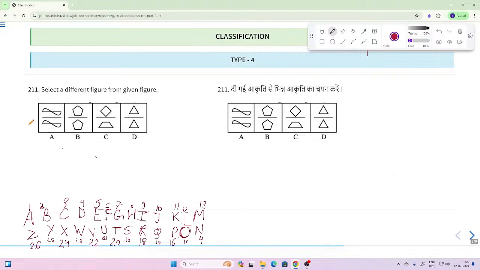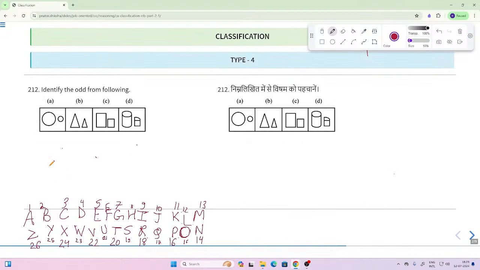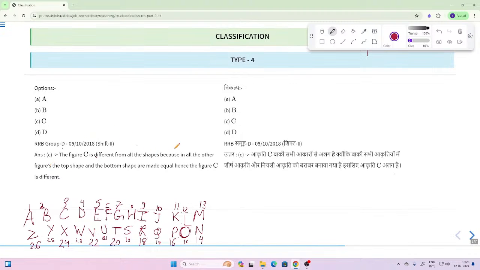In this one again, the same figure is up and down in A, B, and D. But in C, the mirror image, the same figure is not above and below. Hence, figure C, or option C, is the odd one out. Figure C is different from all the shapes because in all the others the top figure and bottom figure are equal.